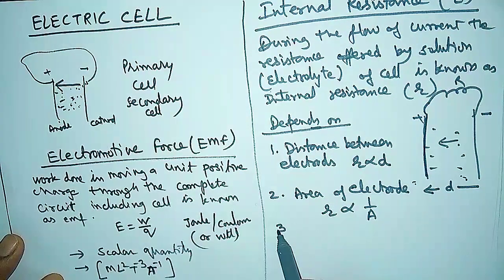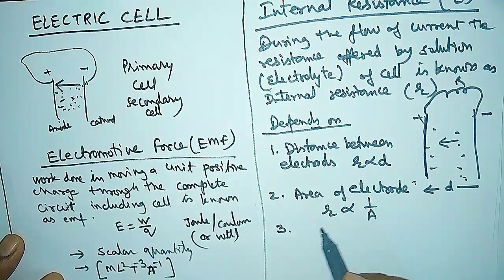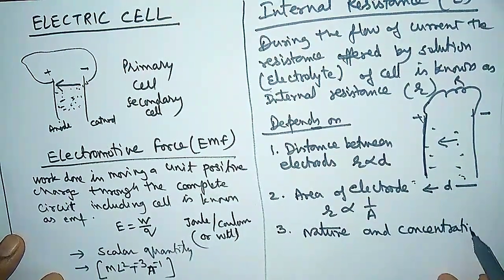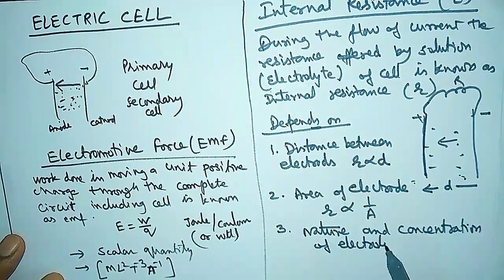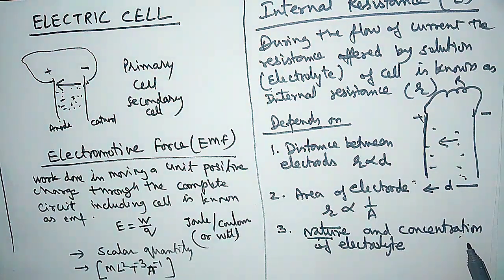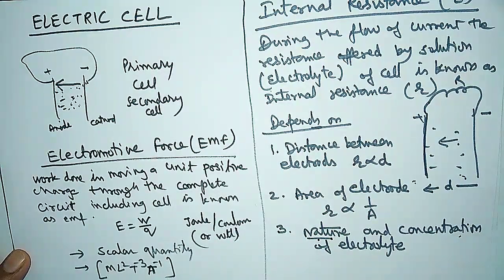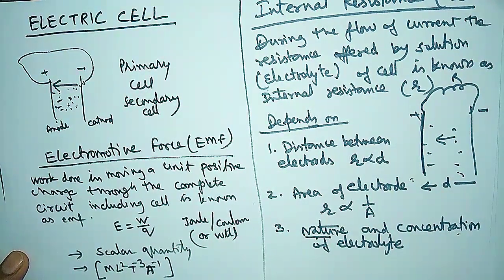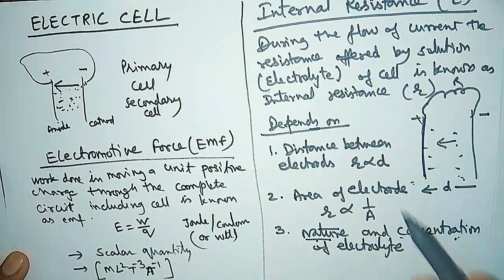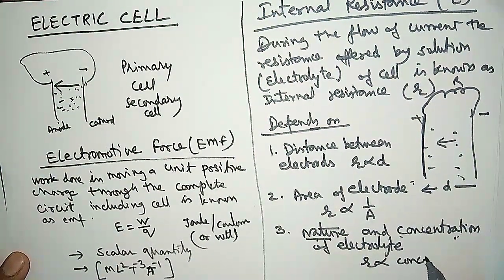You will find more current. And the third is the nature and concentration of the electrolyte. Nature means what the solution is, suppose it is ammonium chloride or some other. So the current depends on the nature of the electrolyte. And the concentration means the density. If the electrolyte is more dense, the free electrons, or you can say the ions, will not move easily from one point to another. So by increasing the concentration, fewer ions will reach from one electrode to the other electrode. So you can say resistance will increase by increasing the concentration.